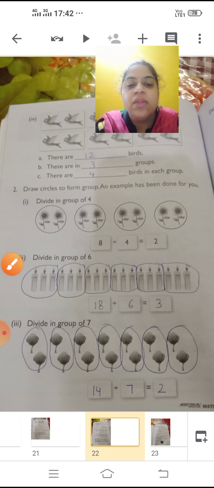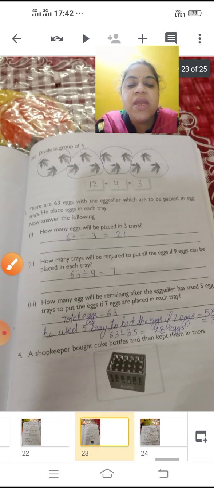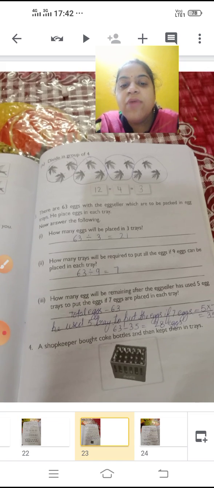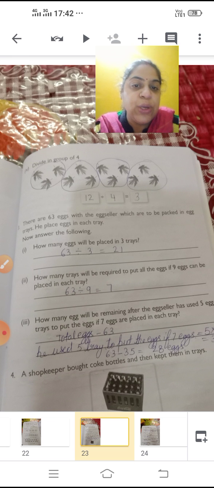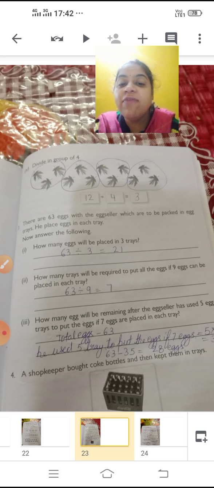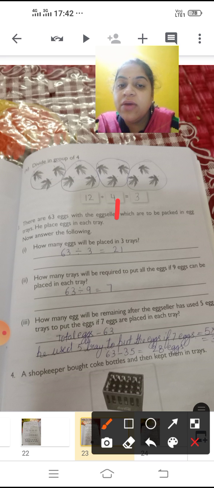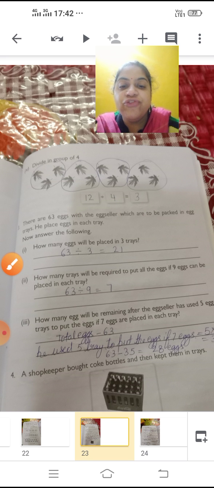Okay. Now turn your page. Now same we will do with this. Divide in groups of 4. That will give you 4, we have written here. How many groups do we have to take? All together, the total number is 12, and that will give you 4 threes are 12. Understood? Okay. Now come to next question.